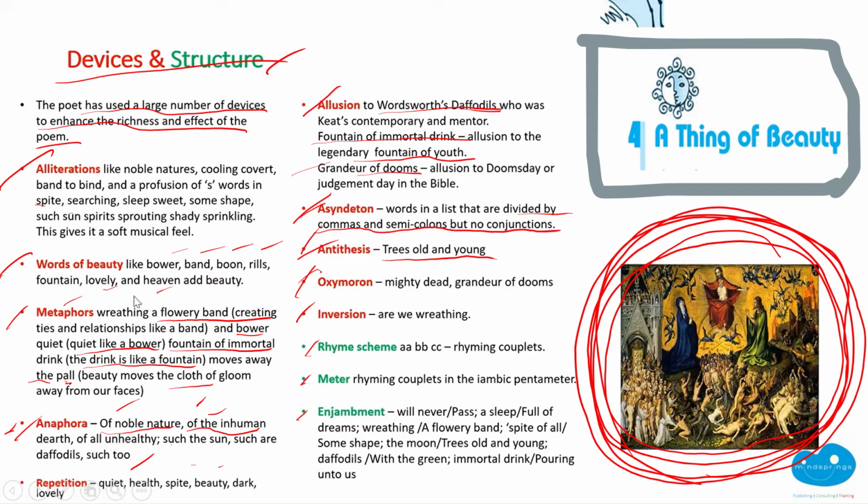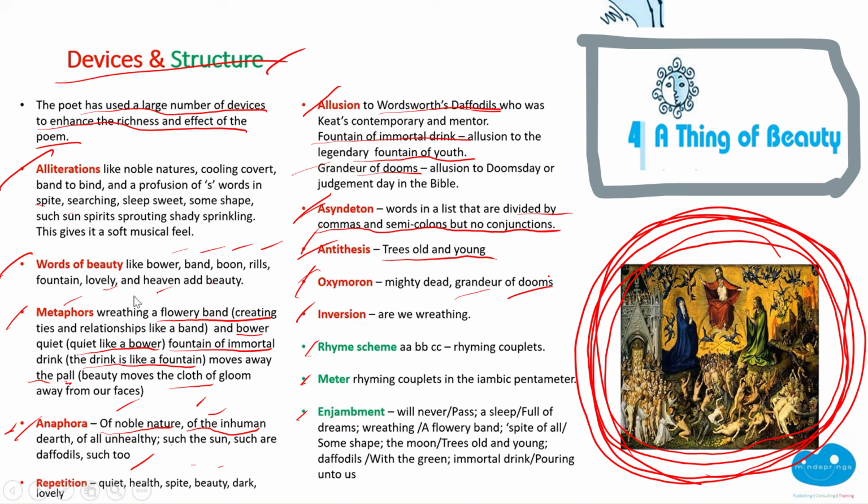Oxymoron is "mighty dead." How can dead be mighty? Mighty is full of energy, death is completely without energy, so they are sitting together. Also "grandeur of doomsday." Doomsday literally means the last day or last death, and grandeur is again full of life. So in an oxymoron you have an adjective describing in the opposite sense.